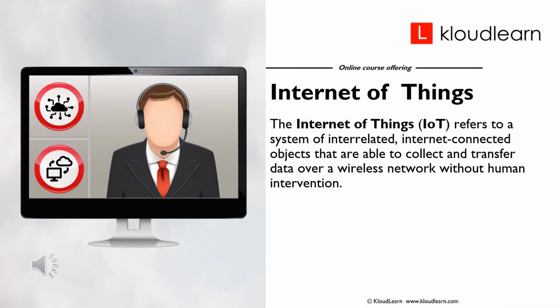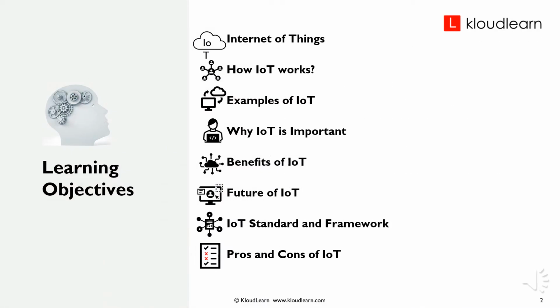Internet of Things. The Internet of Things refers to a system of interrelated, interconnected objects that are able to collect and transfer data over a wireless network without human intervention. In this course, we cover Internet of Things, how IoT works, examples of IoT, why IoT is important, benefits of IoT, features of IoT, IoT Standards and Framework, pros and cons of IoT.